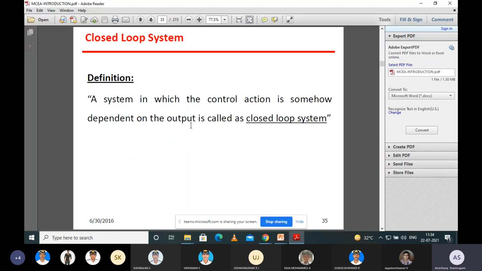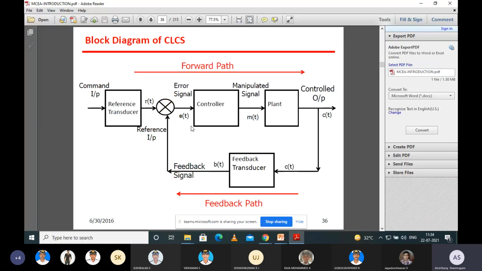Now we are going to define the closed loop system. For our closed loop system, you can see a number of examples. A system in which the control action is somehow dependent on the output. The control action changes by measuring the output. It's called a closed loop system. We can take a simple example, and with the help of a simple block diagram, we can understand it in detail.